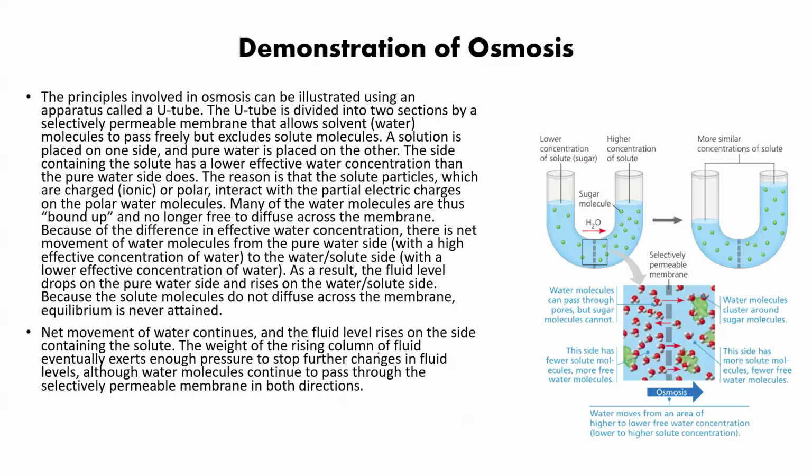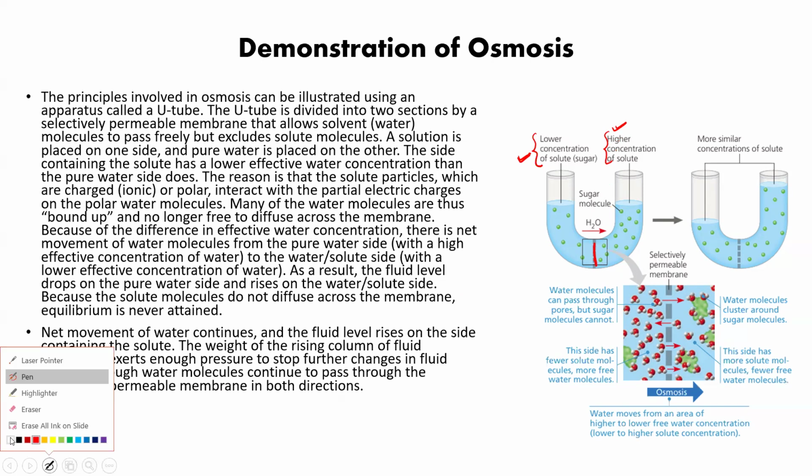See here, this is one demonstration given to explain osmosis. This is an apparatus known as a U-tube. You can see here there is low concentration of solute. Clear? And here is high concentration of solute. This is the semi-permeable membrane. You can see it. Clear? Semi-permeable membrane. Please check it once again.